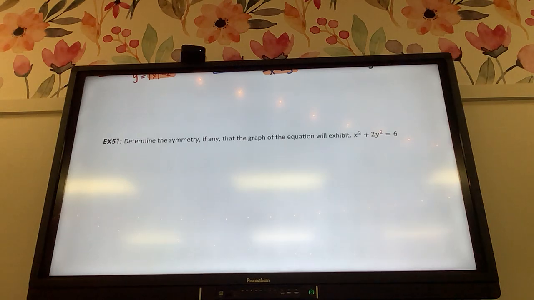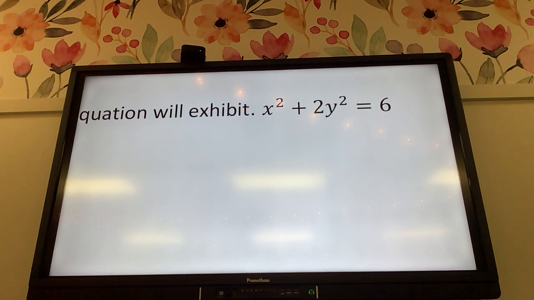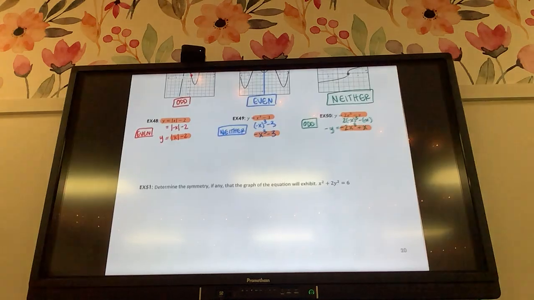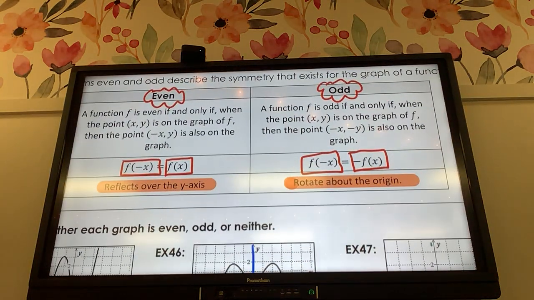Now look at example 51 on your notes. The problem with 51 is that your function is implicit. It's not solved for y, so we need to flip it. Now, you could solve for y, but because of the y squared here, that's going to make it kind of gross. So I think I'd rather just leave it like this. And what we're going to do to check for even and odd is use these little guys right here.